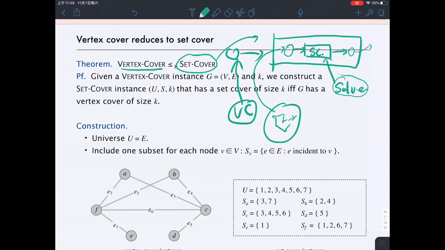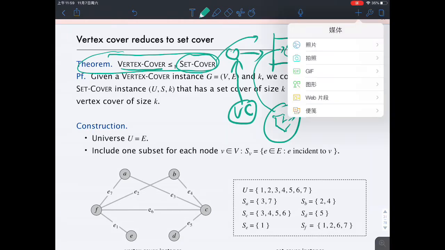So assume that there's a good solver for set cover. We need to build an algorithm that uses the solver to solve the vertex cover problem, right? So this is what the theorem is talking about. Now let's switch to the whiteboard and try to deliver the intuitions here, like why vertex cover is reducible to set cover, or is simpler than set cover.